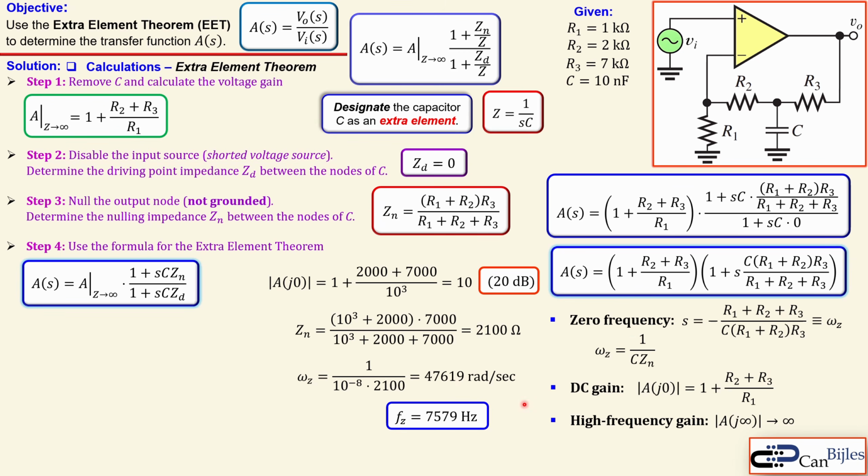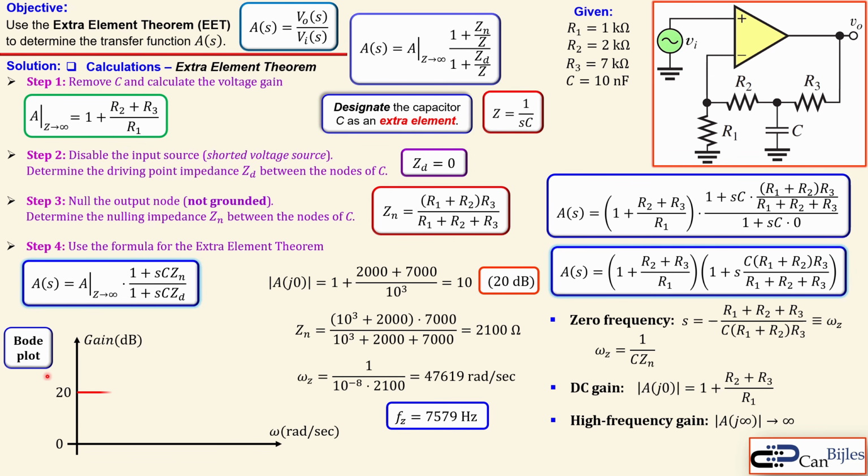We will see how that works out in the Bode plot. So we have the gain on the vertical axis, and you have the frequency omega on the horizontal axis. You have here the zero line, but the gain starts already at 20 dB, which is our DC gain. And then at that zero frequency, omega z, it will start to increase with a slope of 20 dB per decade because of that zero. If that was a pole, it would decrease with a slope of minus 20 dB per decade. That is actually the effect of a pole or a zero.